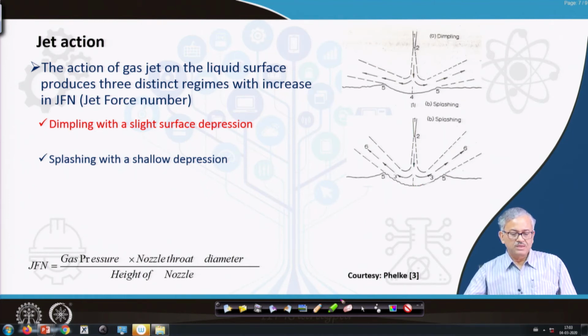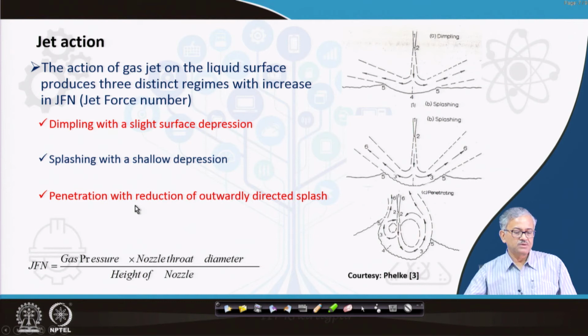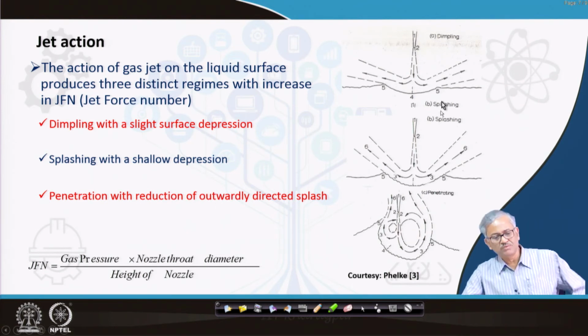Finally, if you further increase the JFN, you get penetration with reduction of outwardly directed splash. Now you can find these 3: dimpling, splashing, and penetration. In dimpling, the surface depression is very small. In splashing, the surface depression is much higher compared to dimpling. And in penetration, they form a big crater on the surface, and the liquid droplets are ejected away in this way.